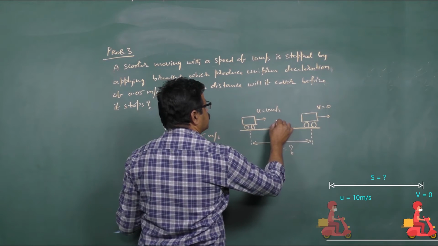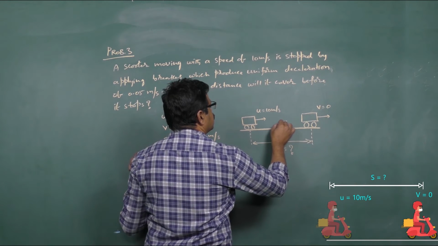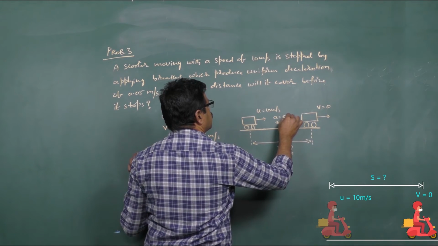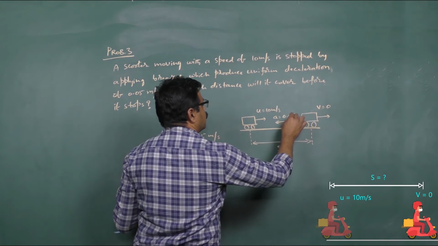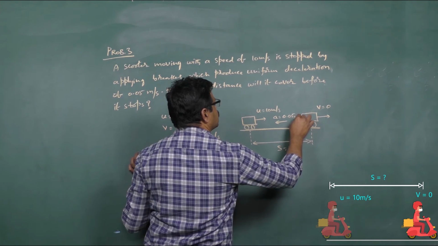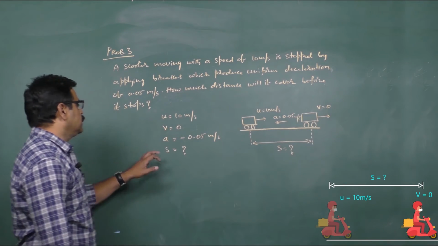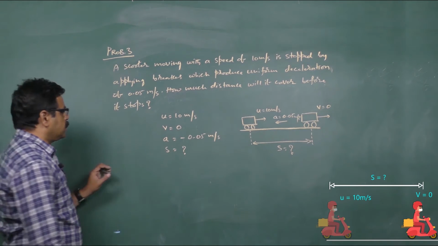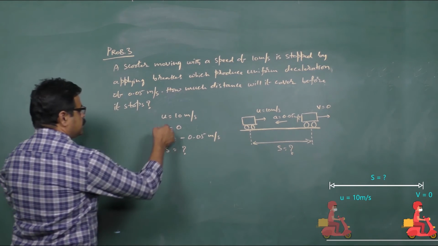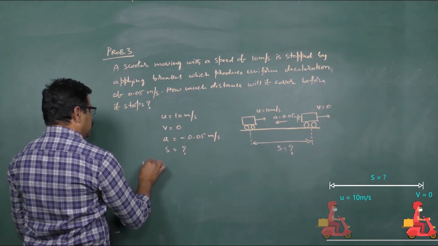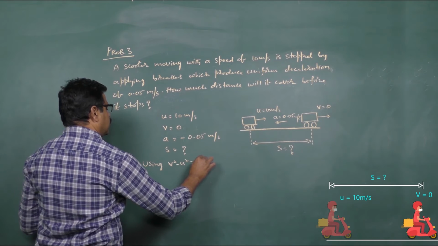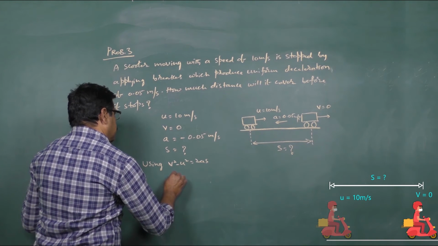So acceleration is going to be what? It is retarding, that means a is working in the opposite way, as minus 0.05 meter per second squared. So this is the data given, and you need to do the problem in this manner. So what is the equation I can use here? Using v squared minus u squared is equal to 2as. Finally it has to be stopped.